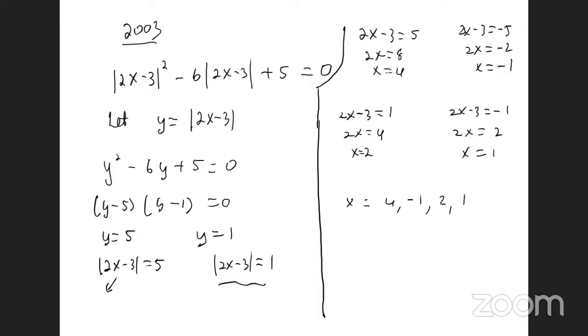Any questions? What I did is I recognized that it looked like a quadratic, so I made a substitution and then used the modulus rule. Those 4 are the answers. Just solve it like a normal question where you have to solve and get the x values that are satisfied.